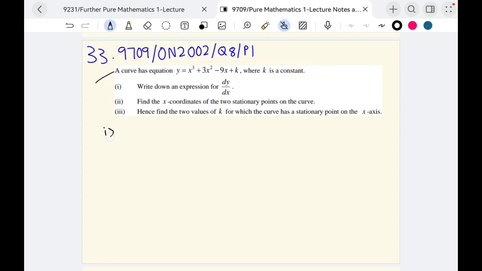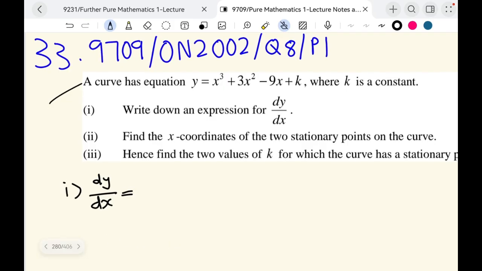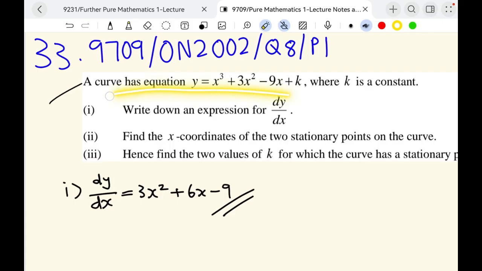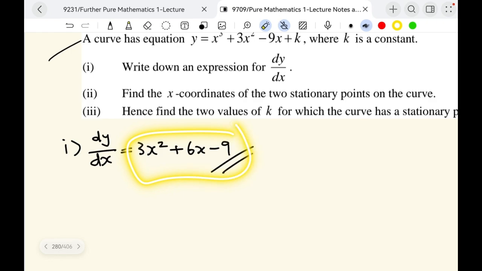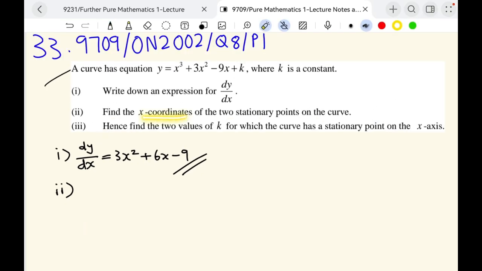Okay, dy dx is the differentiation, the first derivative of the curve equation. So take the first derivative, so we'll do 3x squared plus 3 times 2, 6x, plus, it's -9. Answer. Okay? So usually this question only costs 1 mark. Alright? 1 mark for the correct final result of the differentiations. Second part, find the x coordinates of the 2 stationary points. Okay?